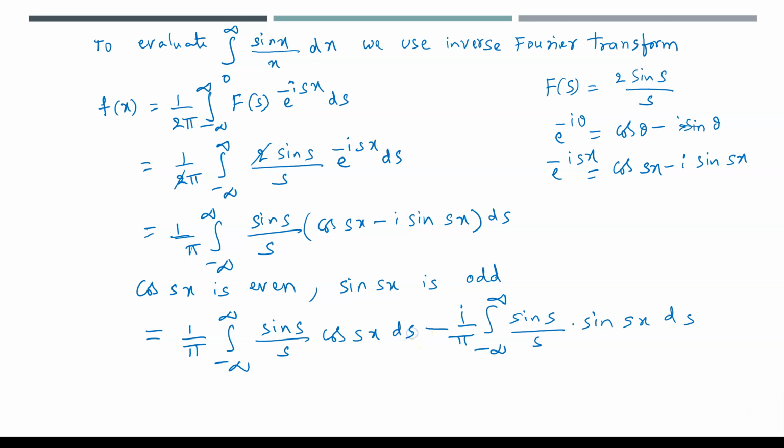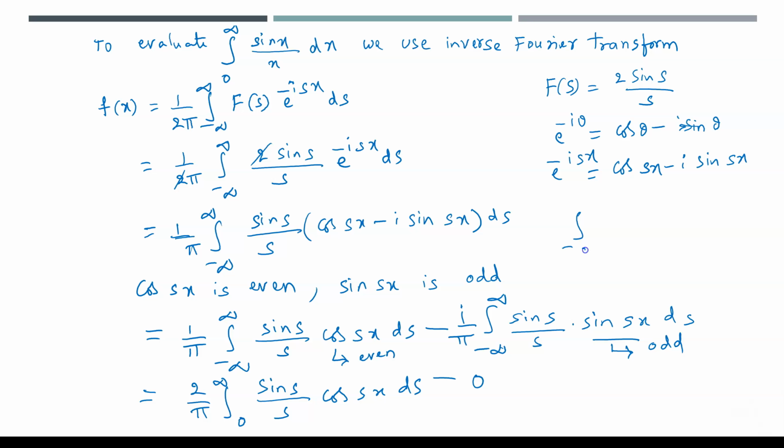Since sin sx is an odd function, this becomes 0 minus 0. Here, since this is an even function, we can write this as 2 by pi integral 0 to infinity sin s upon s cos sx ds, according to the definite integration formula we have seen when we were discussing the complex form of Fourier integral.